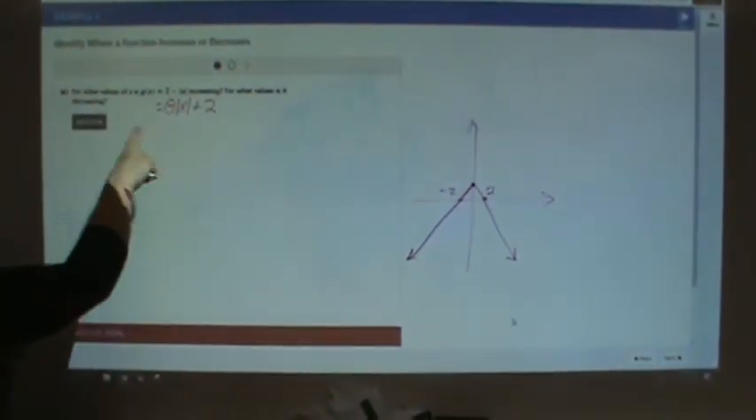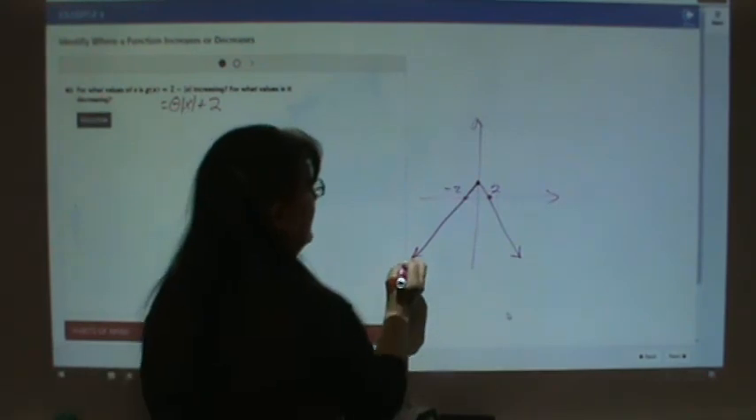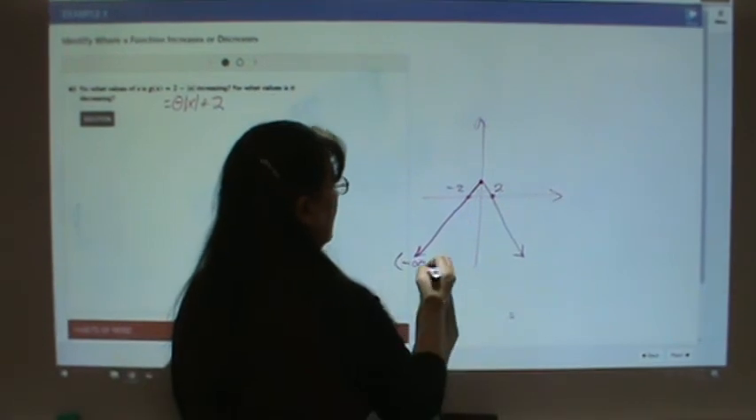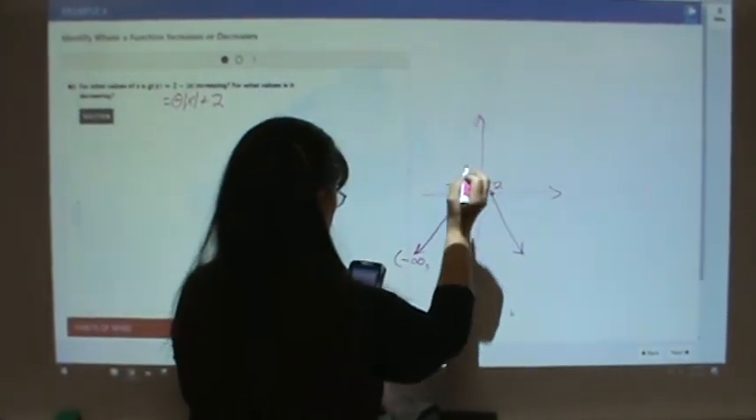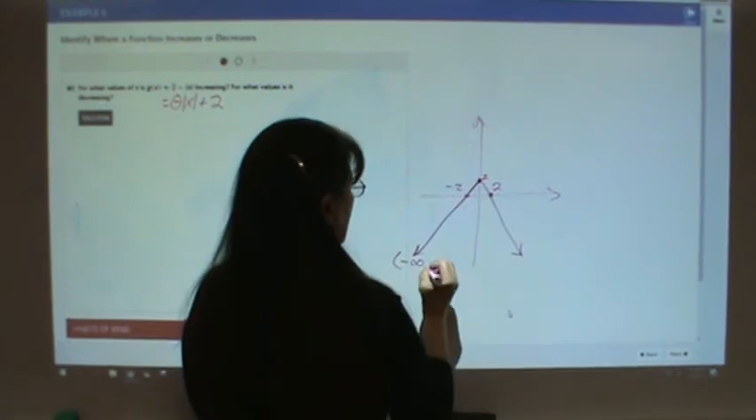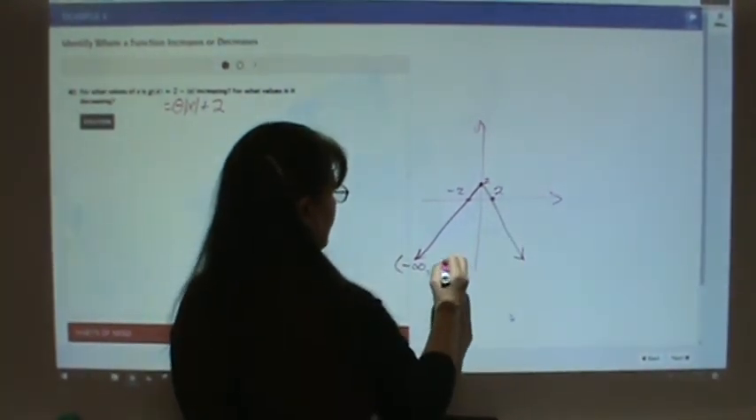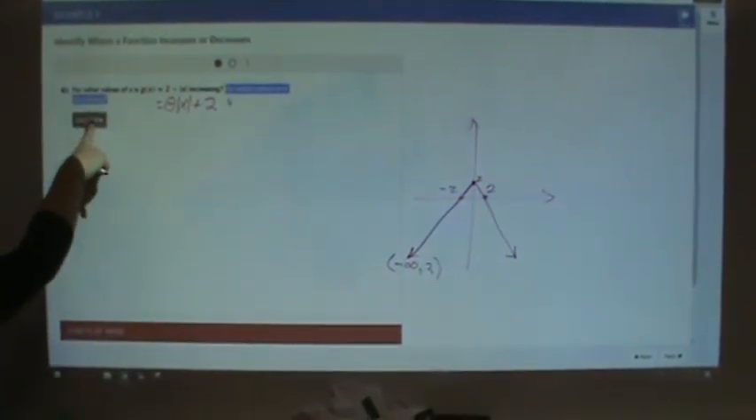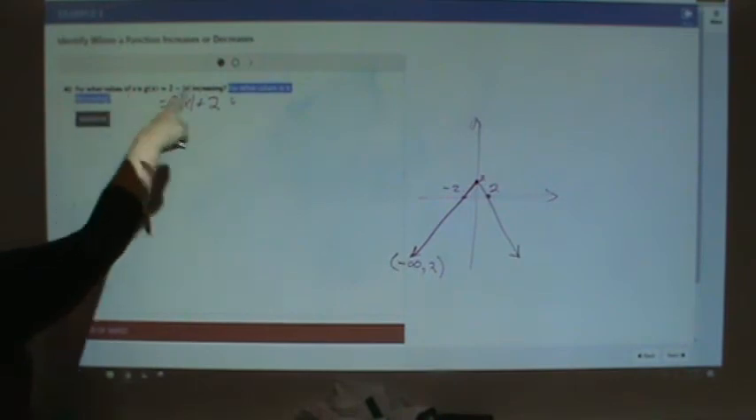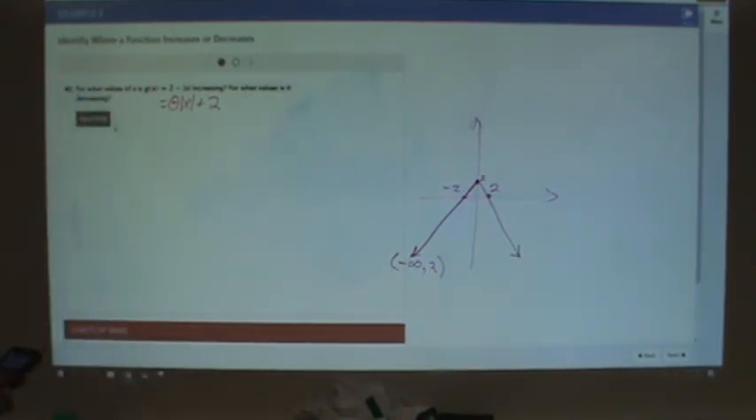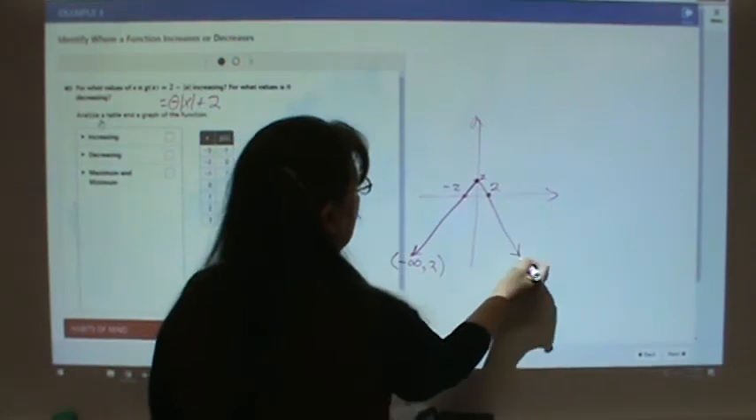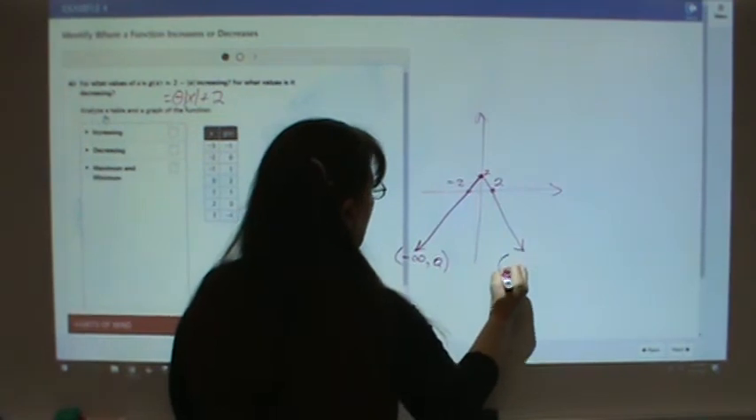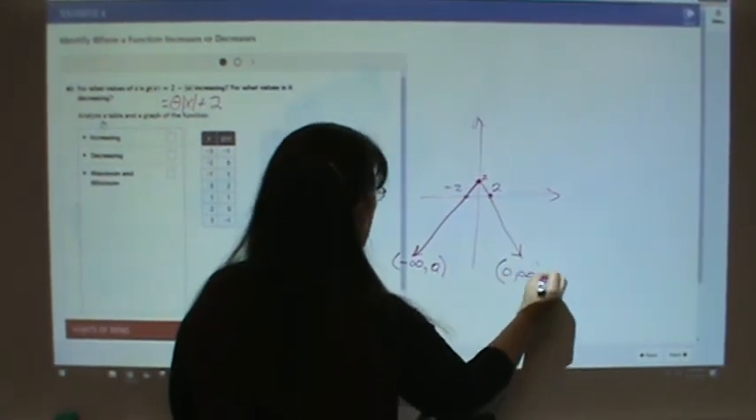Now, it says when is it increasing? Well, it's increasing when it goes up. So it's increasing from negative infinity to 2. So go ahead and hit the solution here. Second part of the question: for what values is it decreasing? Go ahead and hit the solution here. And then it decreases going from, I'm sorry, this is a 0, 0 to positive infinity, if I'm not mistaken.